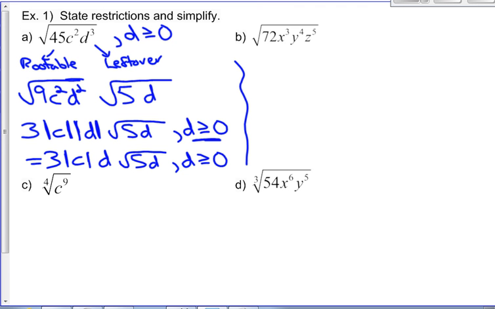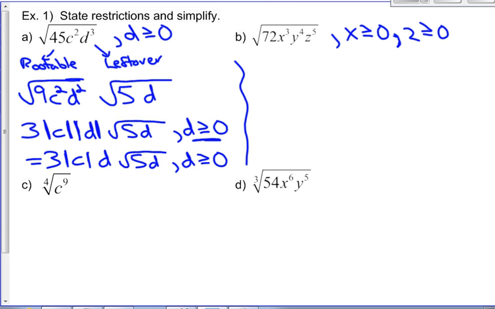Let's try the same thing. We want to split this one up here into rootables and leftovers. Okay, and let's check out the restrictions. Can I put a negative number in for x? No, that would make the whole thing negative. Can I put a negative number in for y? Yes, it's fine. It gets squared. That turns it positive. Can I put a negative number in for z? No, that would make the whole thing negative. So we'll say z is greater than or equal to 0.